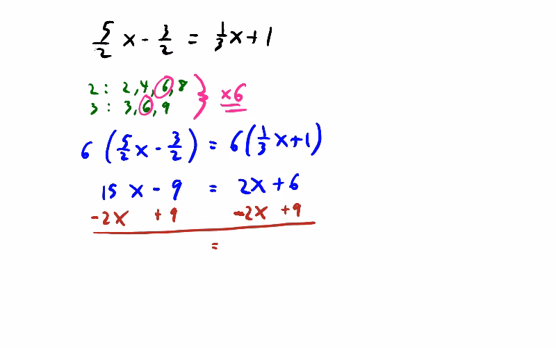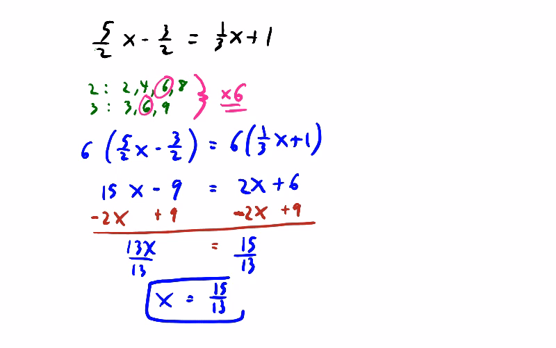When we add up the left-hand side, 15x minus 2x leaves us with 13x, and the negative 9 plus 9 is 0, and the 2x minus 2x is 0, and the 6 plus the 9 is 15. Now simply divide both sides by 13, and while this isn't a nice fraction, the solution is 15/13, or 1 2/13 if you prefer.